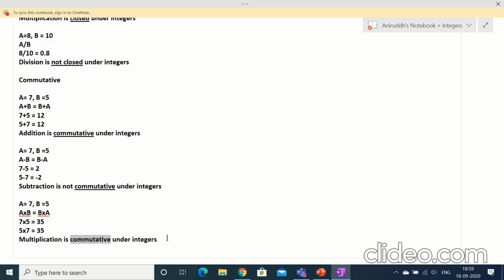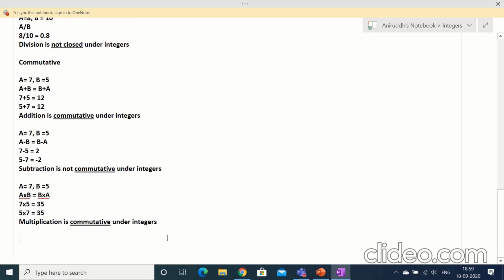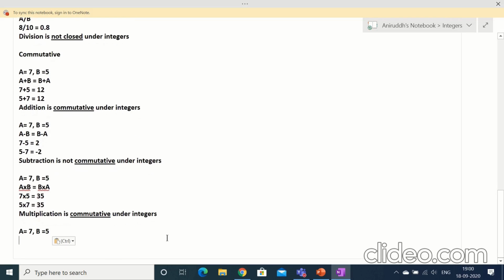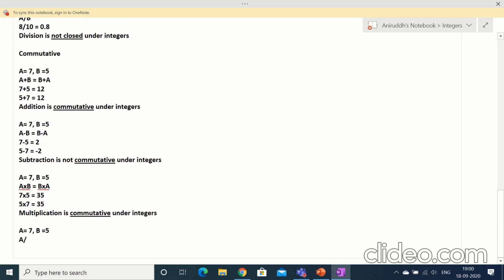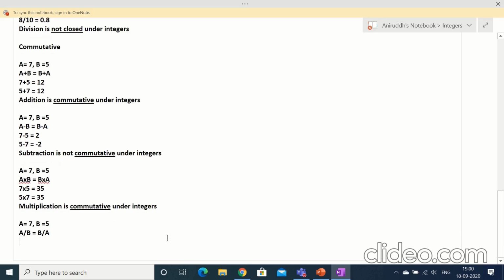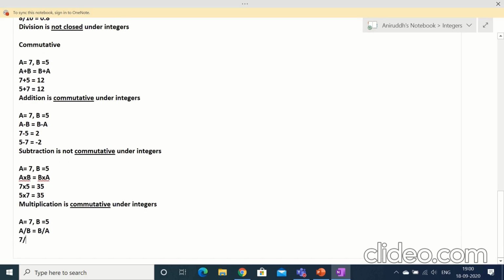So addition and multiplication are commutative while subtraction is not. One more basic operation is there, that is division. Let us check that also. A divided by B is equal to B divided by A? So first we'll do 7 divided by 5. It's 1.4. As I said before, decimals are not counted as integers.